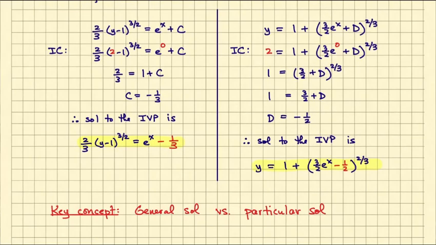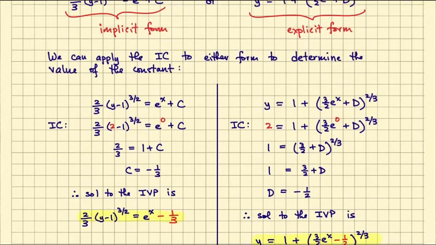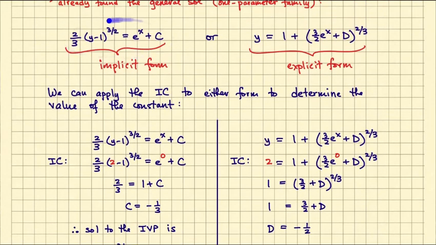So a key concept here, and I already let the phrase slip a little bit earlier, is the concept of a general solution versus a particular solution. So up here, we would call this one parameter family, the whole family of solutions, the general solution. General because the c hasn't been nailed down yet. General because no initial condition has been applied to determine that c. This would be the general solution in implicit form. This would be the general solution in explicit form.